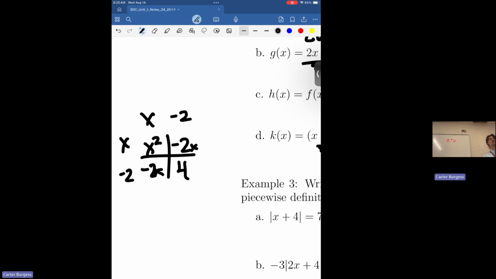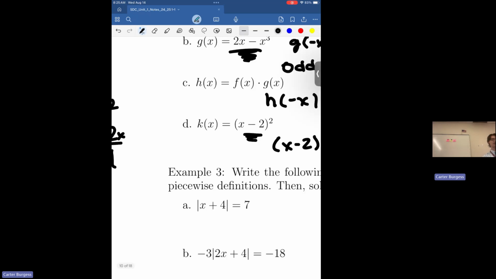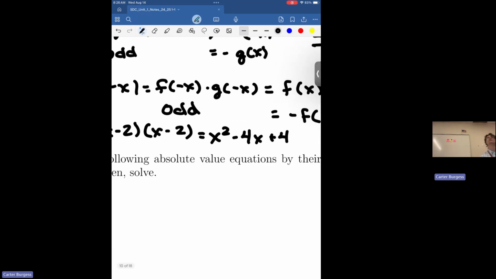So x times x gives me x squared. X times -2 gives me -2x. -2 times x gives me -2x. And then -2 times -2 gives me +4. And then adding everything together, we end up with x squared minus 2x minus 2x plus 4, and then minus 2x is combined to give you -4x.